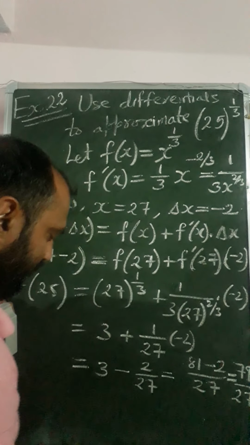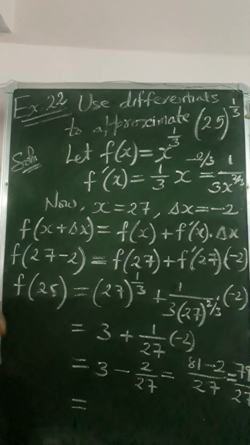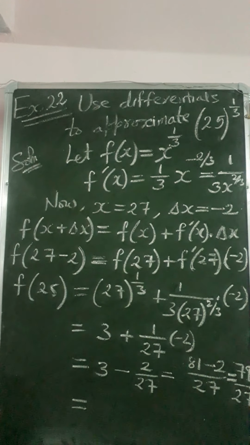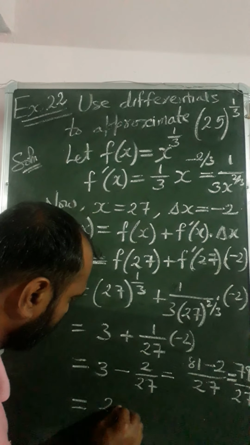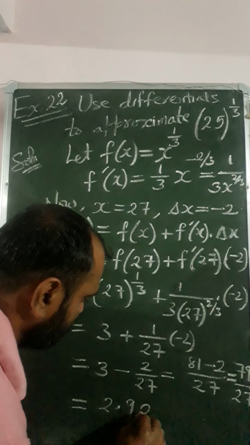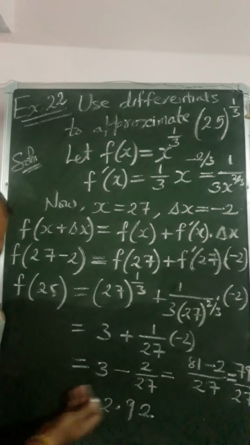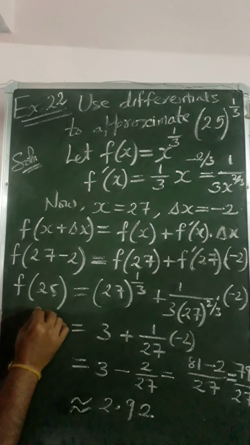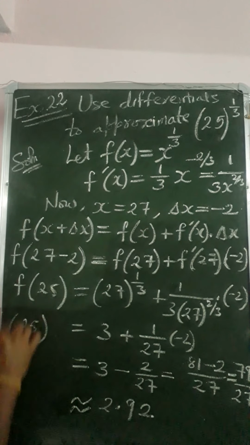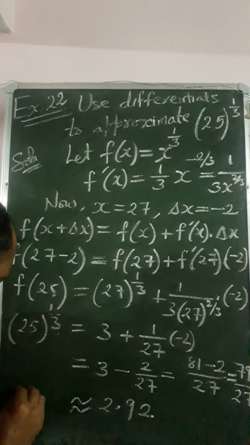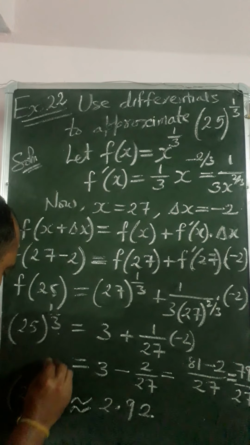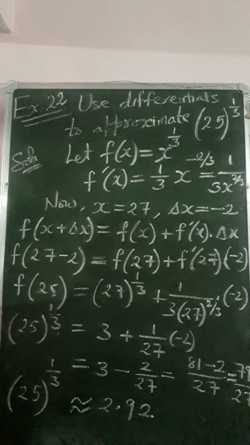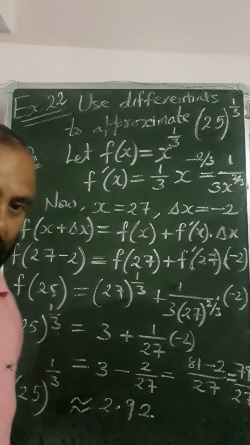When you simplify this, when you find the value, it is approximately 2.92, right? So you can write this as an approximate value. So its value is 25 raised to the power 1 by 3. So the approximate value of 25 raised to the power 1 by 3 is 2.92, right?